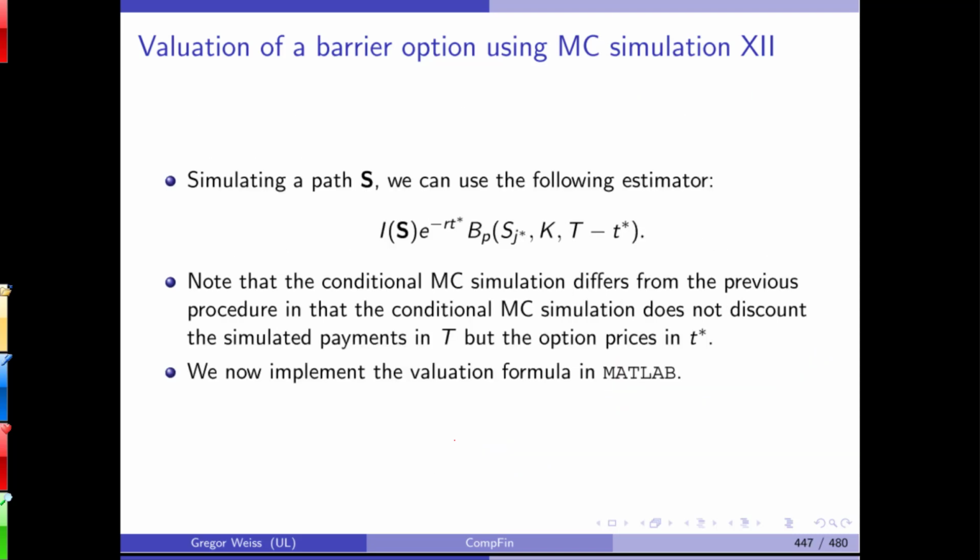Now, simulating a path, we use this estimator: the indicator function, if it has been knocked in, the discount factor, and then the Black-Scholes price, only if it has been knocked in, of course, for the remainder of the term of the option. Now, this is what is called conditional Monte Carlo simulation. It differs from the previous procedure in that the conditional MC simulation does not discount the simulated payouts, but the option prices. We have included a tiny step for which we know the analytical solution from Black-Scholes.